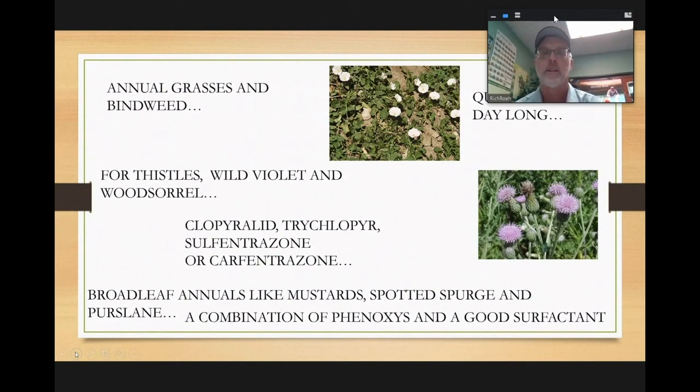Some of the summer annuals that you see, we see spotted spurge a lot and purslane. Besides being opportunistic, a combination of a phenoxy and a good surfactant is going to get through those. And the annuals, the summer annuals, in my experience, you control them in May and June. If you're trying to chase purslane and some of the rest of those around in August or September, I'm afraid it's probably gotten away from you, and you might want to think about Plan B for next year.